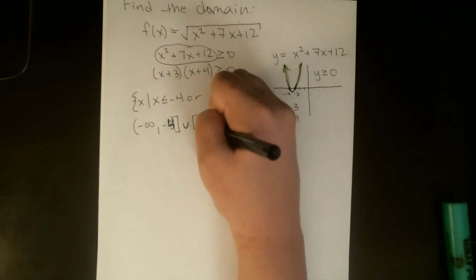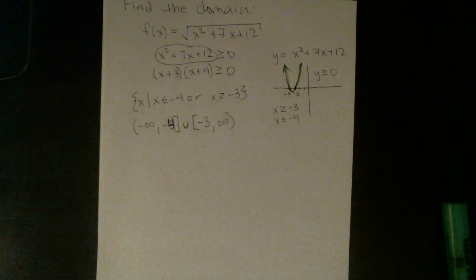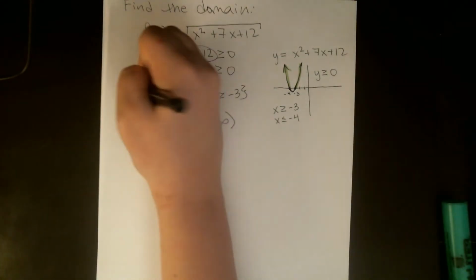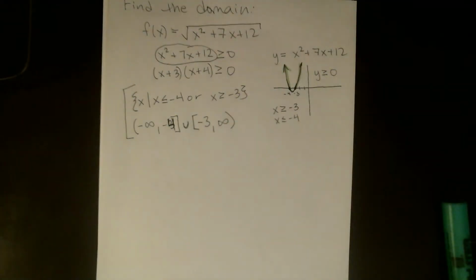So we're going to start back up at -3 and go to infinity. Just like before, it's completely acceptable to include -3. I can take the square root of 0, so no problem.